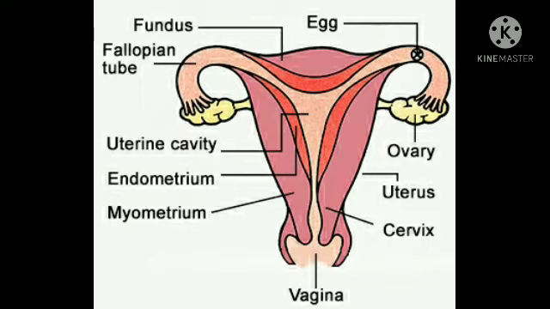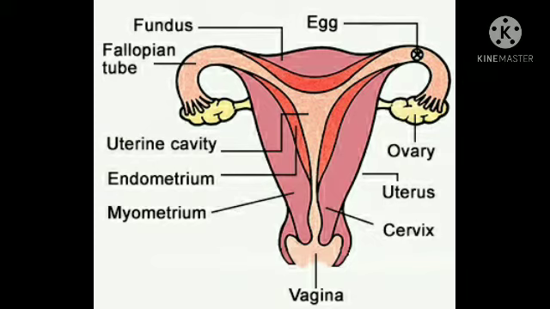First one is the fundus, second one is the body, and third one is the cervix. The fundus is the large-most upper dome-shaped part. The body is the middle or main part where three muscular layers are present. First one is the perimetrium, that is the outermost layer. Second one is the myometrium, the muscular layer. And third one is the endometrium, the innermost layer.